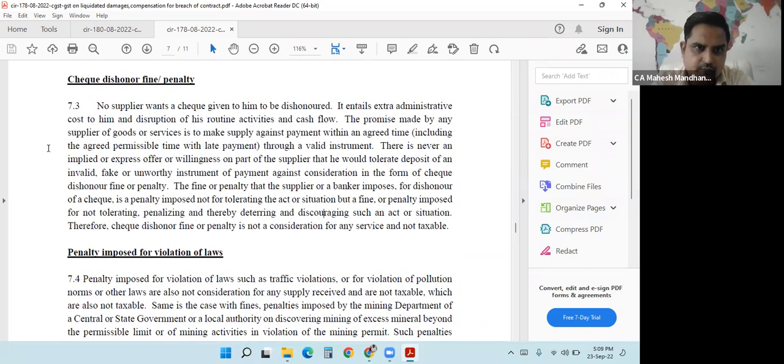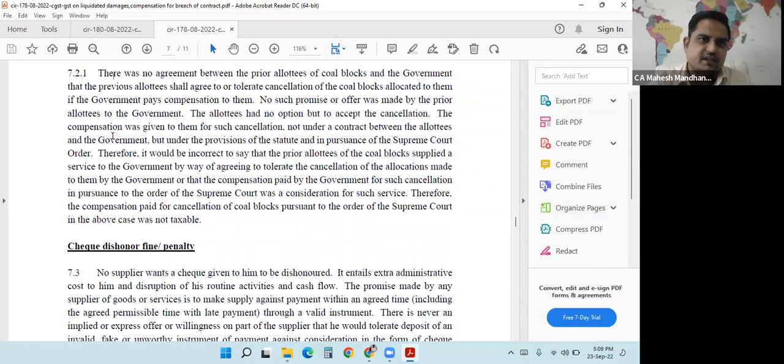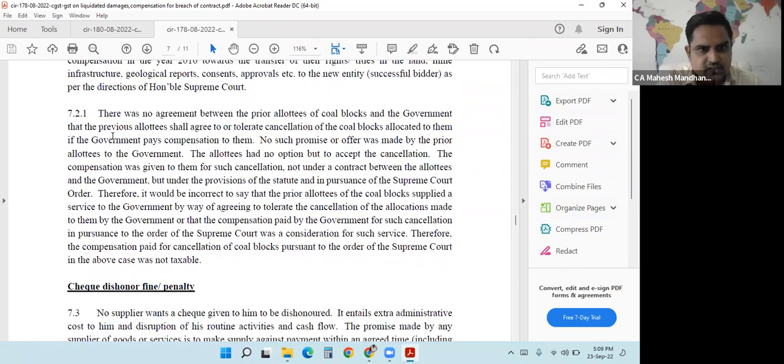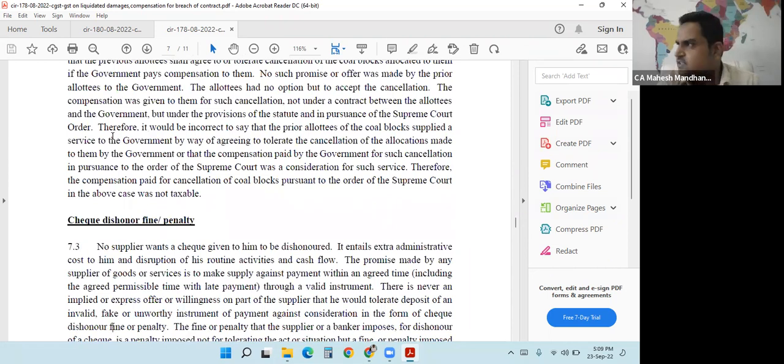Now another question that comes up here, I am just taking important examples which we may face in our day-to-day routine business: cheque dishonor fine or penalty. Cheque dishonor charges. For example, if you have taken a loan from an NBFC or from a bank, and you have given them post-dated cheques, and when those cheques are deposited by the bank on a particular date, if they get dishonored, then the bank levies certain cheque dishonor charges.